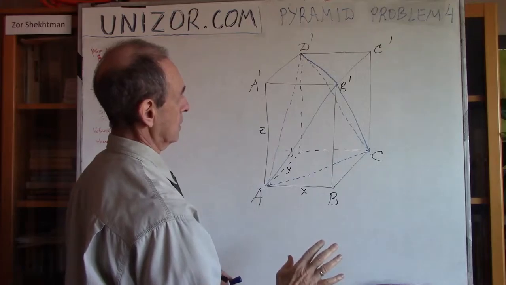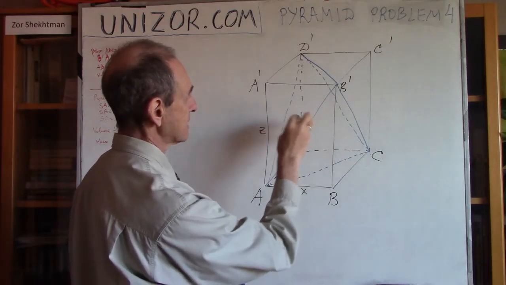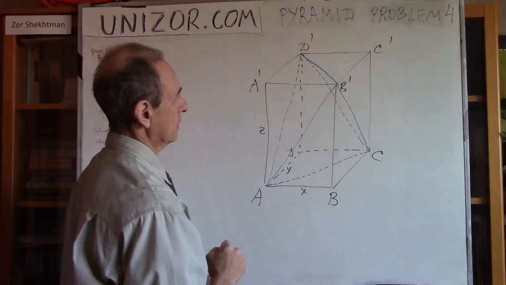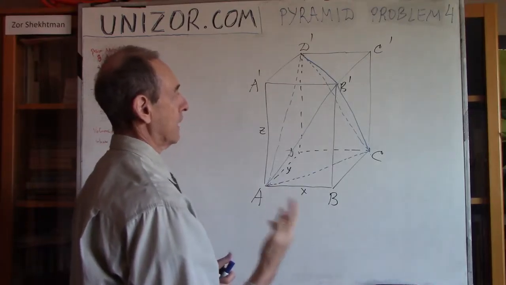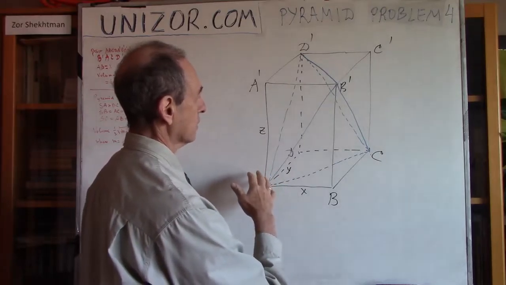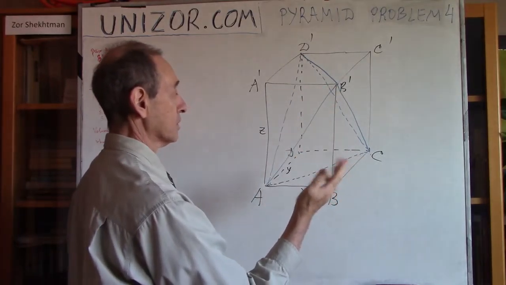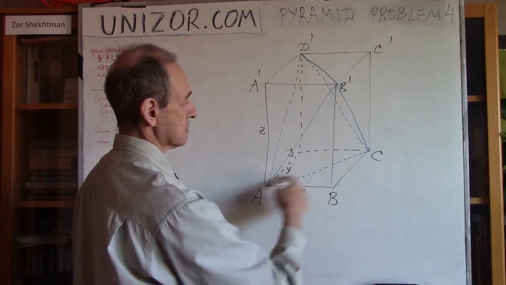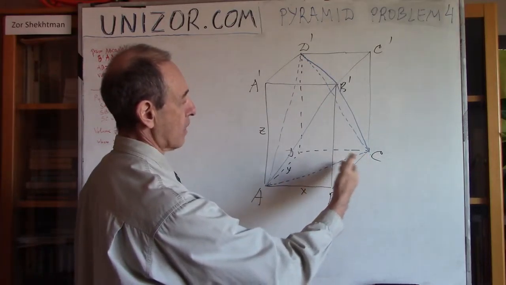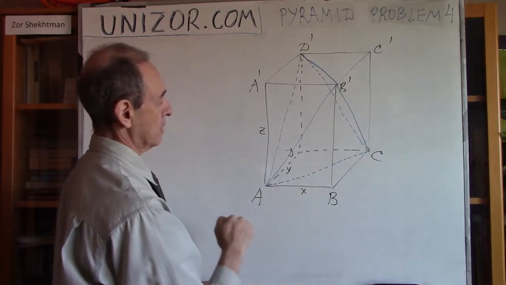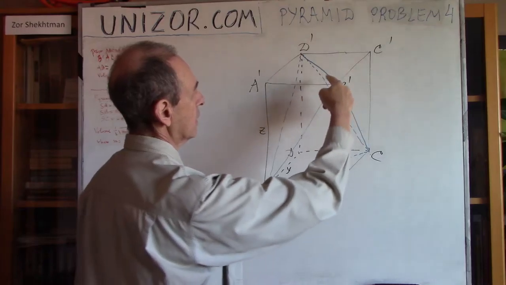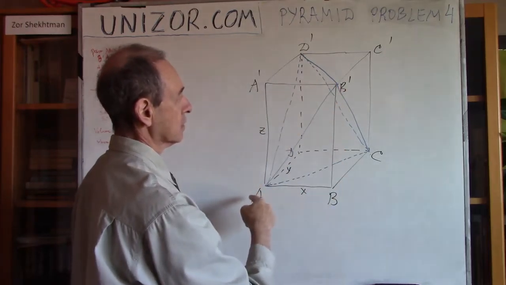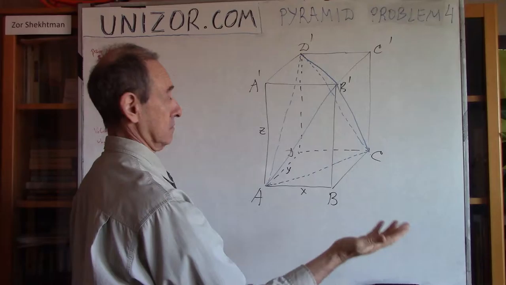Now, what I would like to know is the volume of this pyramid, which is inside this prism, in terms of X, Y, and Z. If I try to find its volume just based on its own dimensions, I know all the dimensions. For instance, AC is a diagonal of a rectangle X by Y, which means I know the length of AC, which is the square root of X squared plus Y squared by the Pythagorean theorem. And the same for every other. So every edge of this pyramid is basically a diagonal in the corresponding rectangle.